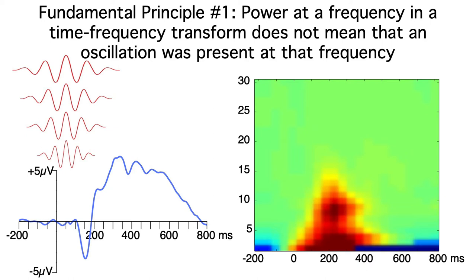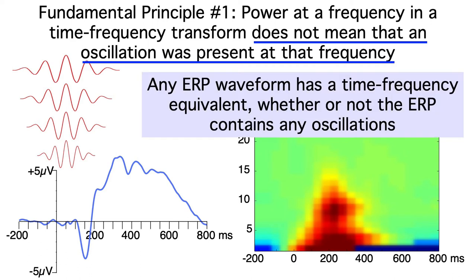Here we've applied the transform after averaging. The time frequency representation just tells us the set of wavelets we need to sum together to recreate the conventional average ERP waveform. Again, that doesn't mean that the ERP waveform actually consists of a set of oscillating wavelets. Any ERP waveform, even if it has no oscillations in it, has a time frequency equivalent and can be reconstructed in this way. So, how can you tell if a genuine oscillation is present?